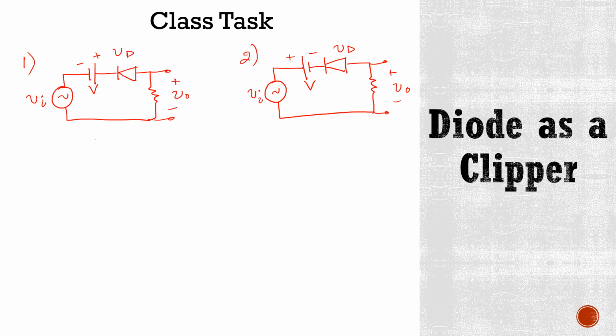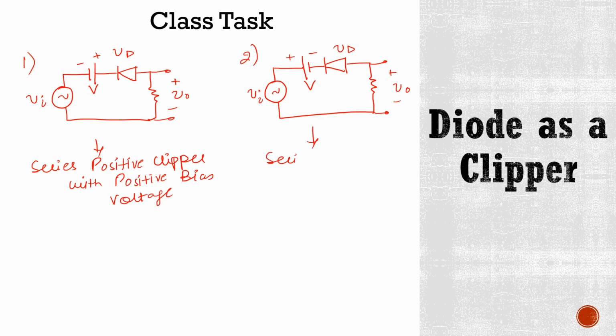Now this circuit is an example of series positive clipper with positive bias voltage, and this is an example of series positive clipper with negative bias voltage.